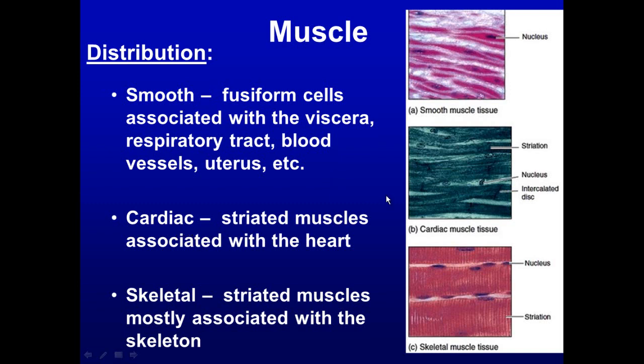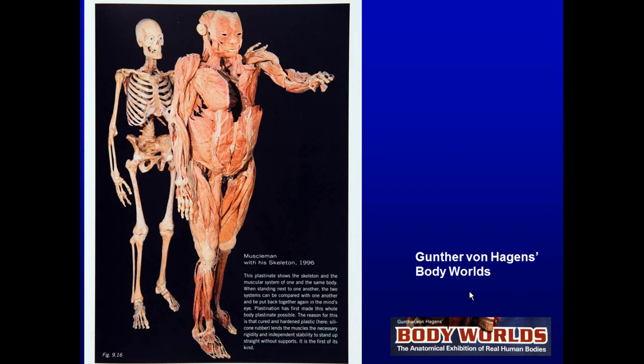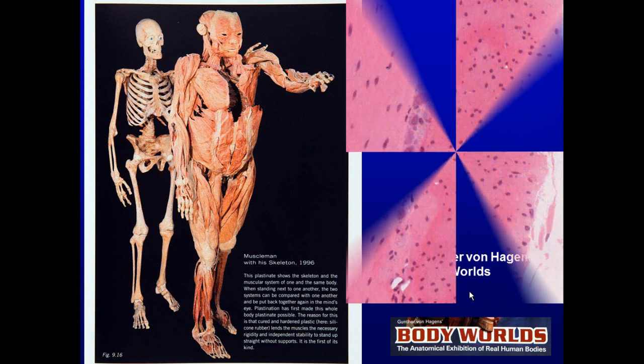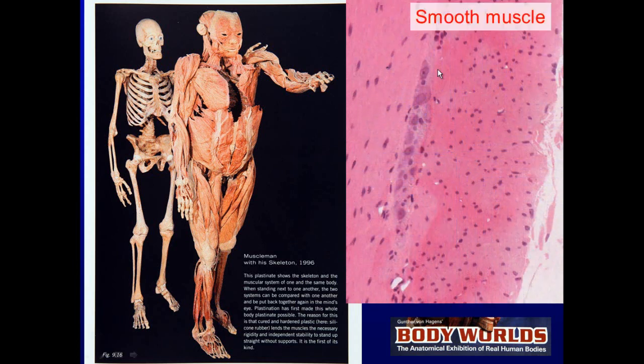Cardiac muscle is a striated muscle, that is, it has striations that we see in it, associated with the heart. And then the skeletal muscle are the ones that have the nuclei on the periphery, multinucleated cells for locomotion of the body. And here we can see in one of the Body Worlds specimens where the muscle has walked out of the skeleton. And that brings us to smooth muscle that we have in the gut.